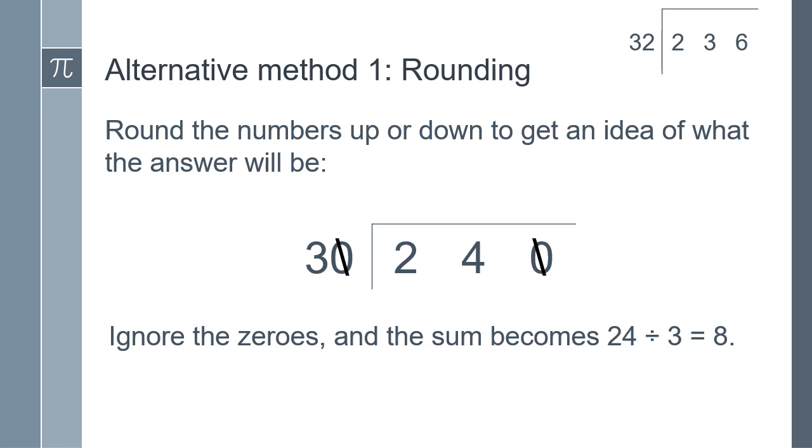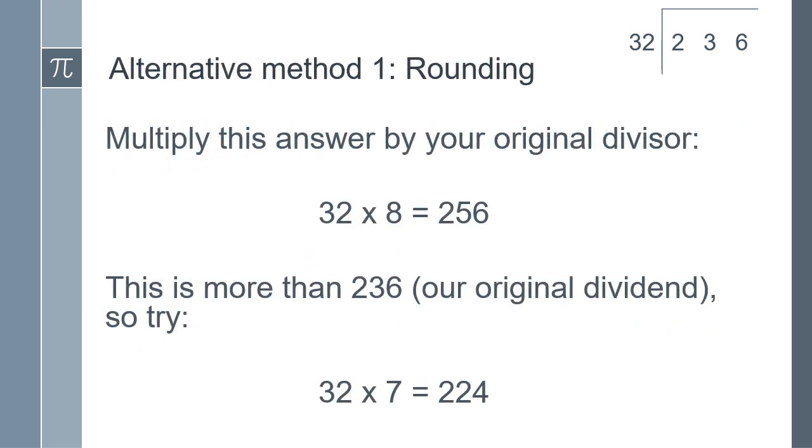So what we need to do now is take the answer to that simplified sum, 8, and do a little bit more with it. So what we're going to do first is multiply this answer of 8 by our original divisor. And as you can see in that reminder sum in the corner, that was 32. So we do 32 times 8, and that gives us 256.